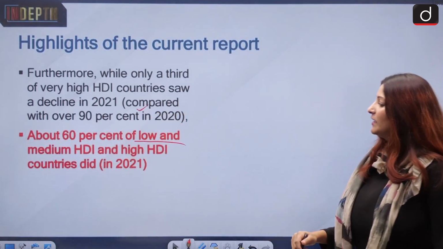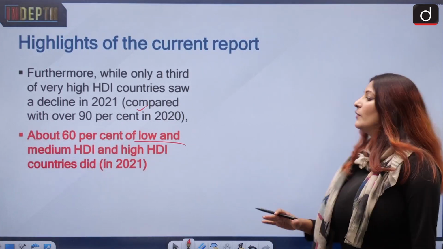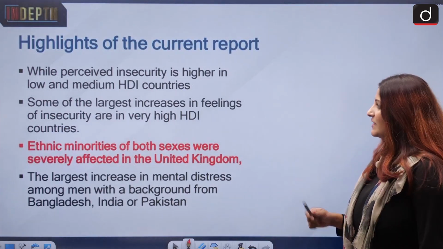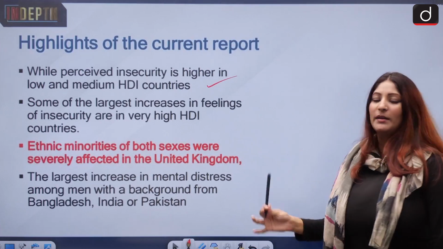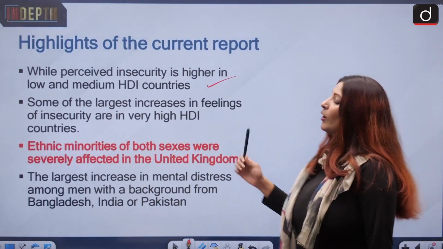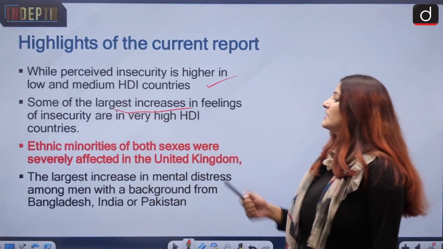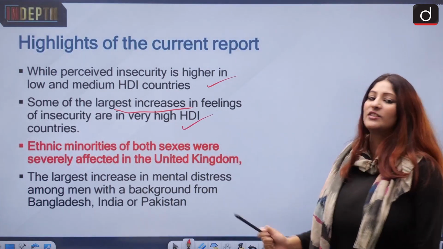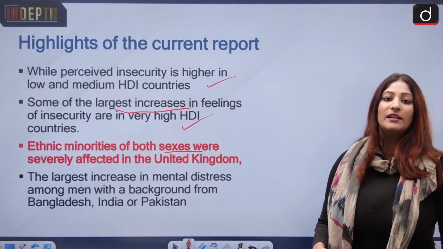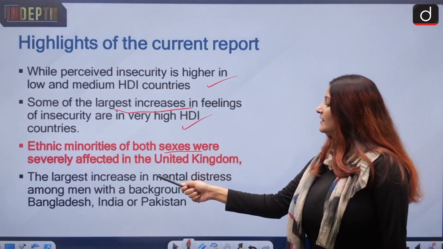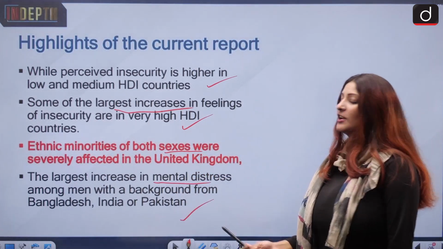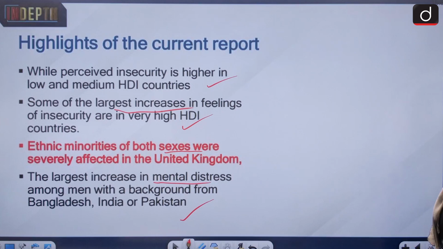Furthermore, while only a third of very high HDI countries saw a decline in 2020, about 60% of the low, medium and high HDI countries did. So you see that lower and middle income countries are much more vulnerable. While perceived insecurity is higher in low and medium HDI countries, that means minorities and ethnic people do not feel safe there, or genders as well. Some of the largest increases in feelings of insecurity are in very high HDI countries like the UK, because ethnic minorities of both sexes were severely affected in the United Kingdom. Specifically, the largest increase in mental distress comes among men who belong to India, Pakistan and Bangladesh background. So you can cite this example in your mains examination as well.